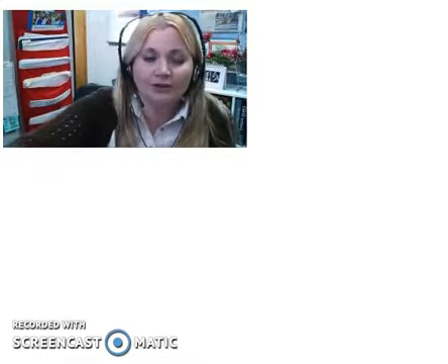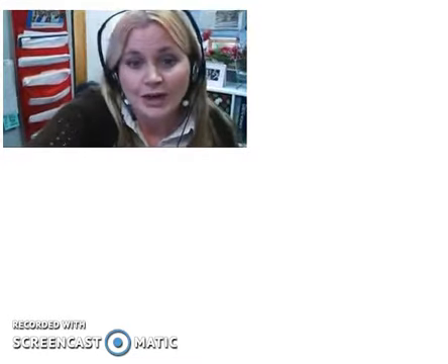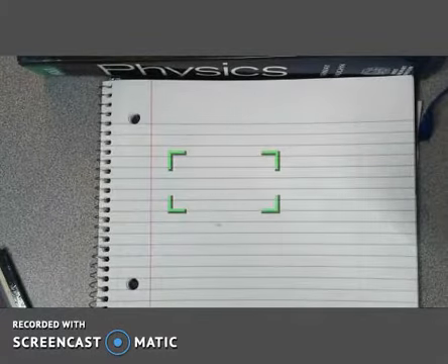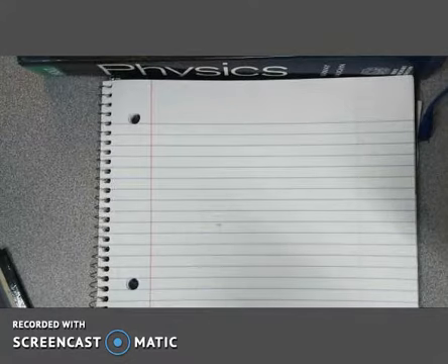So I'm going to look at the universal law of gravitation, and I'm going to go ahead and turn my camera down to my notebook again. Flip it around. Go on full screen for you for a sec. All right, so you can see my physics notebook here.